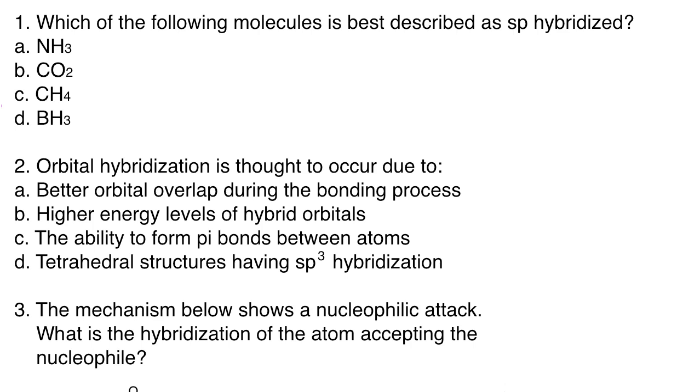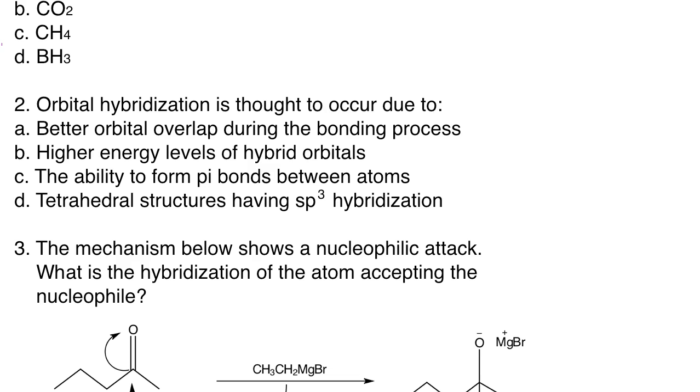Number two, the orbital hybridization is thought to occur due to, so we're saying any general hybridization of orbitals is thought to occur due to what? And you've got several different options here. So that's more of a theory question to see if you understand why hybridization is actually occurring.